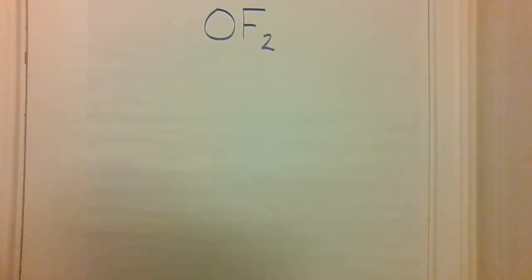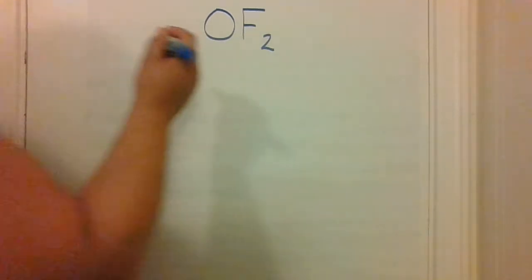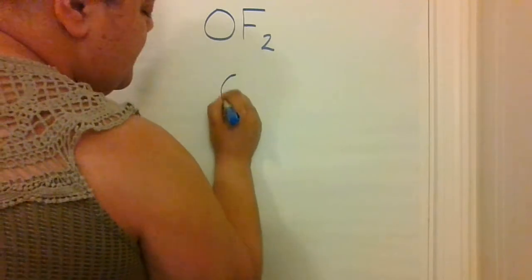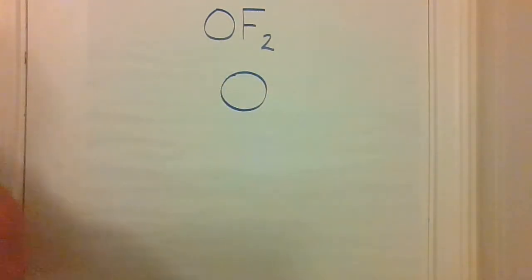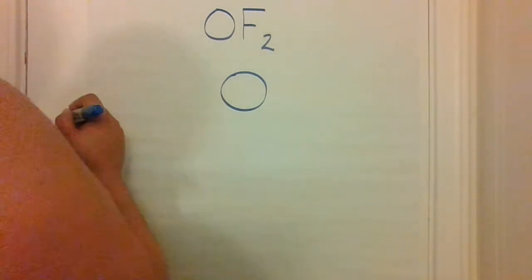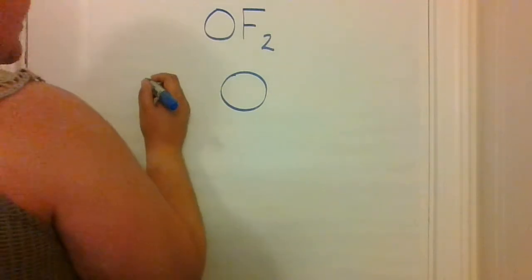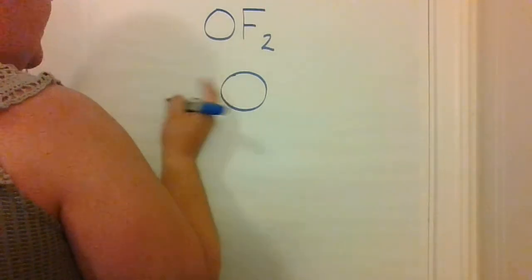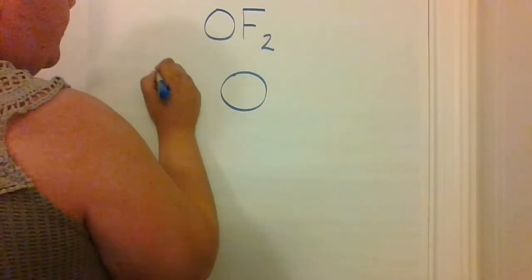So here we're going to look and see that we have 1 oxygen and 2 fluorines. We are going to say that oxygen is going to be our central atom. And if we take a look at our periodic table, we'll be able to see how many valence electrons oxygen actually has. Oxygen has 6 valence electrons. Okay, so we're going to keep that in the back of our head. We also know that we're going to be bonding this oxygen with 2 fluorines.